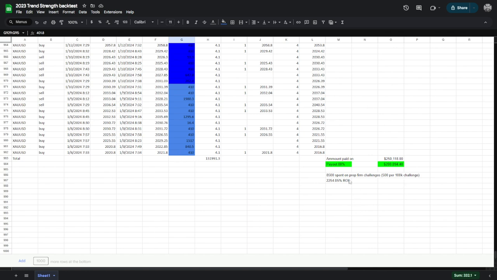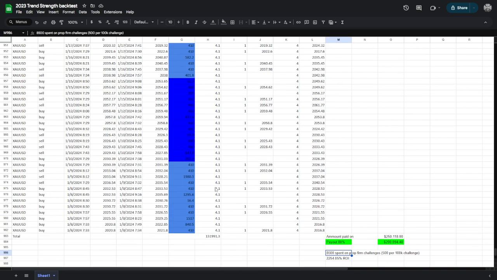Over the course of the year, we would have spent $8,500 on 19 challenges? $8,500 on prop firm challenges. So that $8,500, that's actually our investment into this. Okay. So this section here, this is where we've passed our first or would have passed our first prop firm challenge.